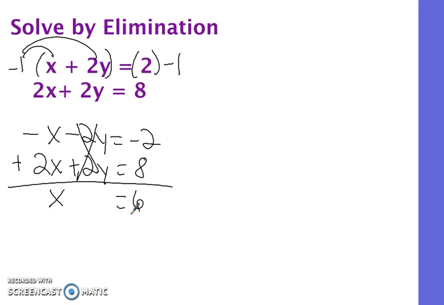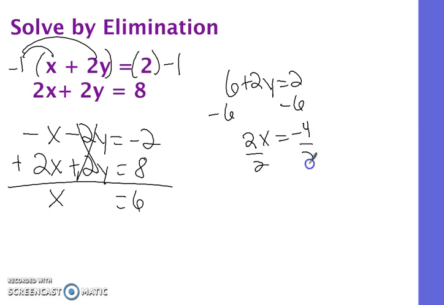That one worked out really nice. So let's substitute it in. 6 plus 2y equals 2. Subtract 6 from both sides and you get 2y equals negative 4. Divide both sides by 2 and you get y equals negative 2. So your final answer is 6, negative 2.